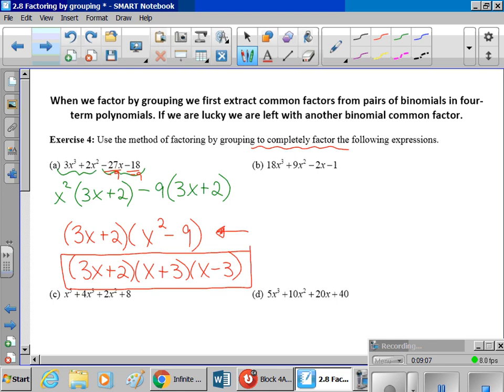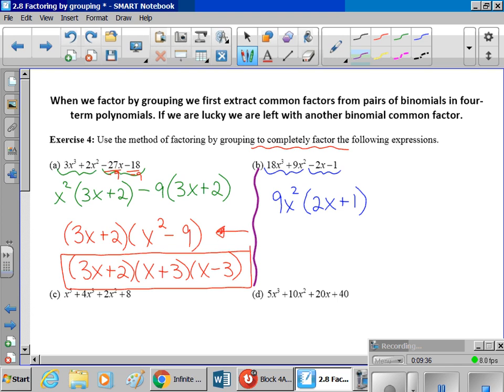Okay, moving on to B. We're going to do exactly the same steps. If it's okay, I'm just going to put a little squiggle here so we know where we're starting. So we're going to pull out the GCF of this side here. What goes in? We can take a 9x squared out, which leaves 2x plus 1.